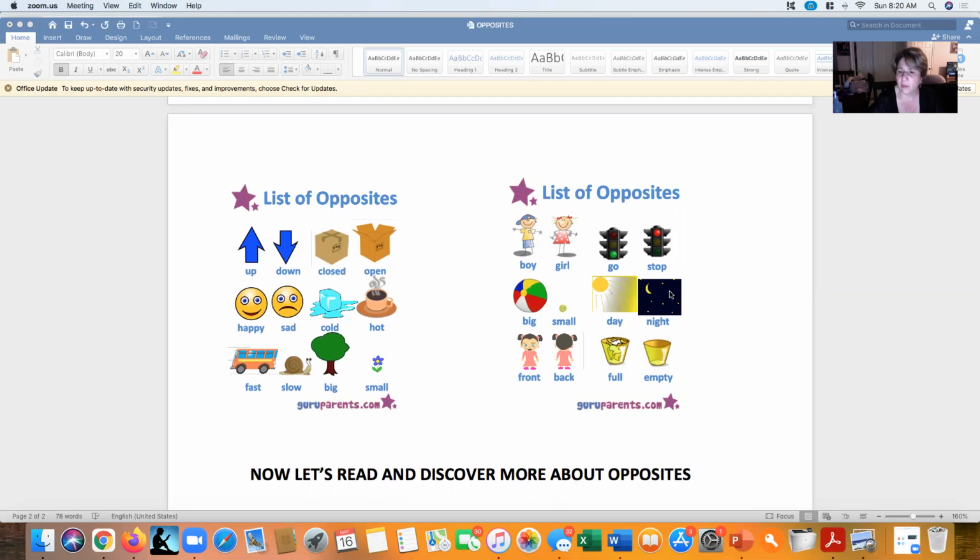Daytime. And when we don't see the sun anymore and the moon and the stars are out, it's nighttime. This one's light, that one's dark. That's another way to say opposites. But this we call it day and night.